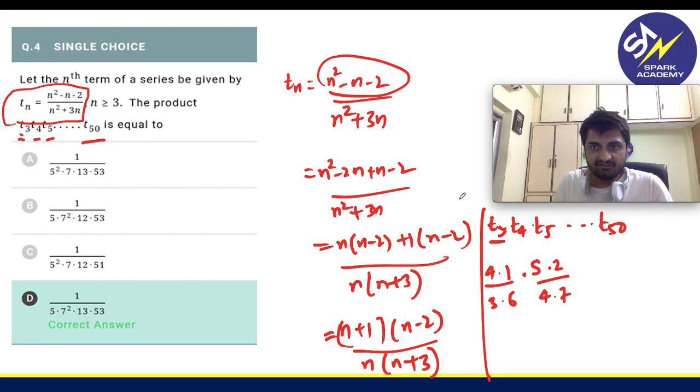This is what we have into T5. T5 will be about 5 plus 1, 6, 5 minus 2, 3. This is 5 and this is 8. Like that, T50 means 50 into what? 51.